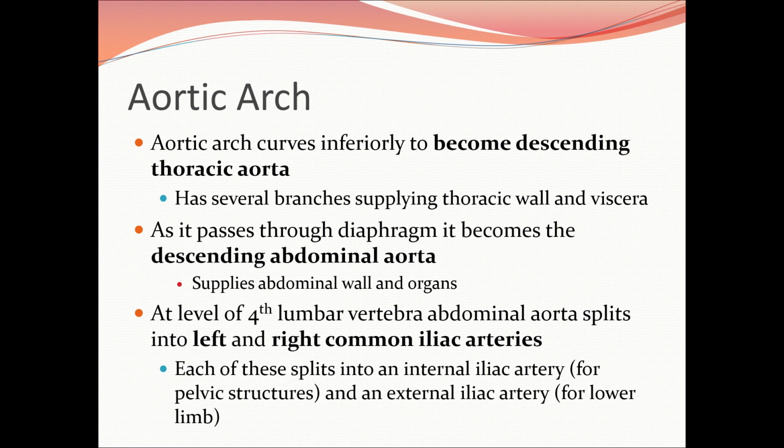As it passes through the diaphragm, it becomes the descending abdominal aorta, which supplies the abdominal wall and organs. At the level of the fourth lumbar vertebra, the abdominal aorta splits into the left and right common iliac arteries. Each of these splits into an internal iliac artery for pelvic structures and an external iliac artery for the lower limb.